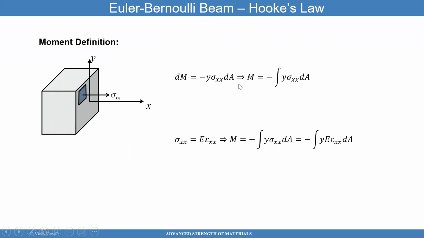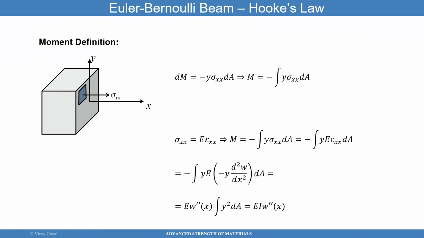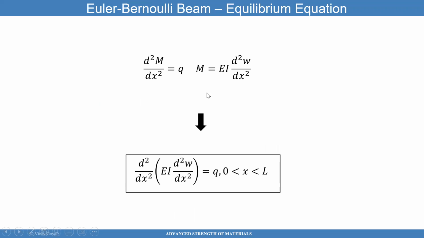And we also derive the moment equation, which is provided here. So moment equals EI W double prime. W is the deflection in the y direction in this case. And moment in this case is minus the integral of y, the axial stress, times dA. We then derive the equilibrium equations for a beam.